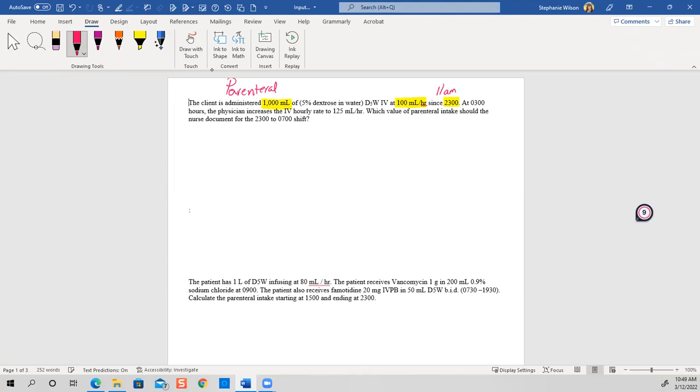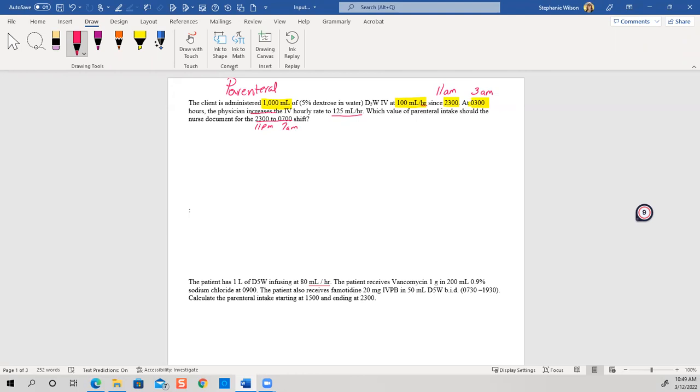Something happened at 0300, which is 3 a.m. It says that the physician increases the IV flow rate to this, and the value of the parenteral intake should be documented. So we want to know what they are going to document between 2300 and 0700. That's telling me from the 11 p.m. shift to 7 a.m., we want to know what's documented.